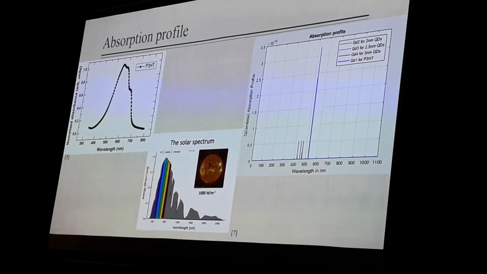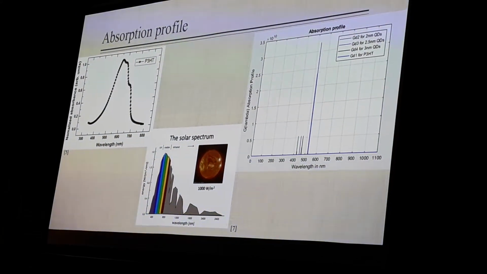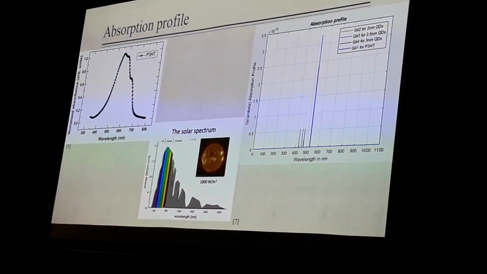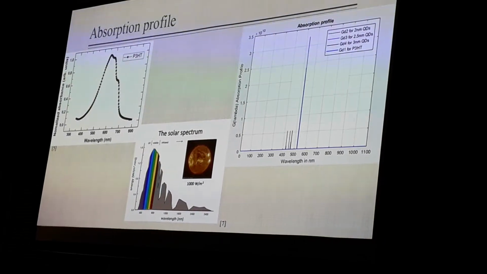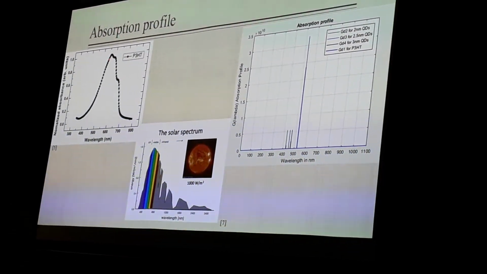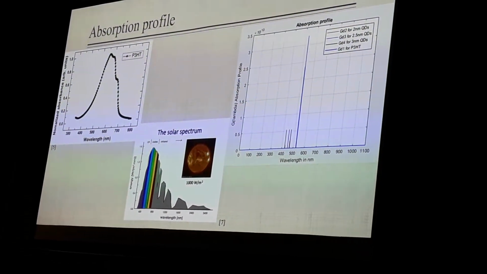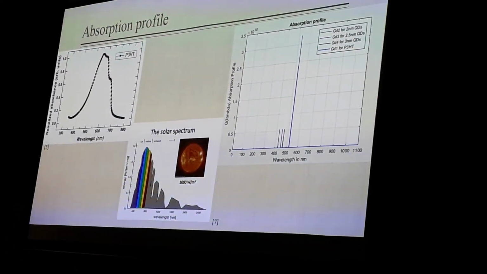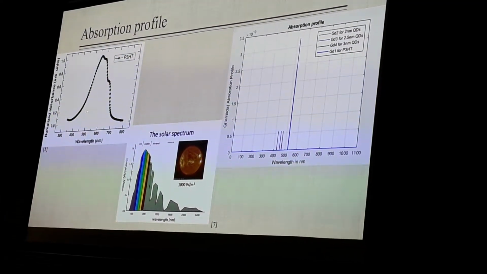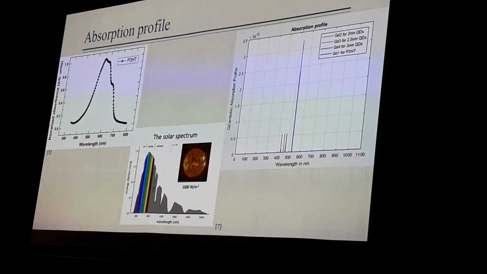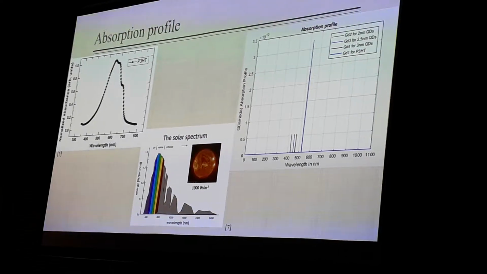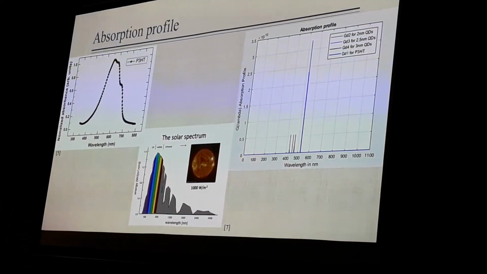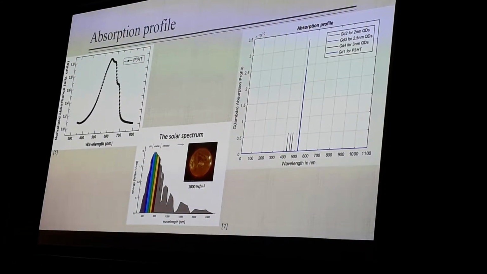After that, I simulated the absorption profile of quantum dots. First of all, I studied the absorption spectra of the P3HT donor material, and if we compare this absorption spectra with the solar spectrum, we can see that there is low absorption between 400 and 500 nanometers. If we manage to have more absorption in this area, where there is really high energy, the overall efficiency can be enhanced.